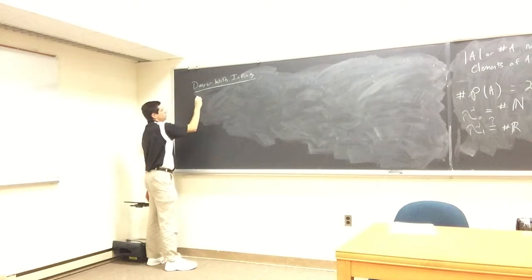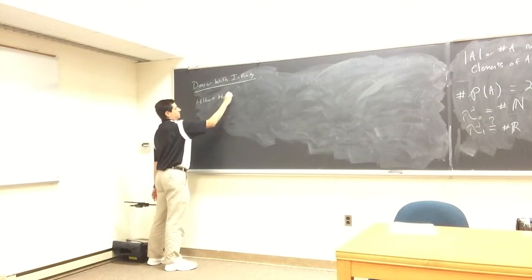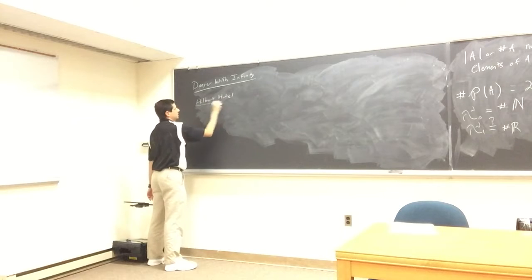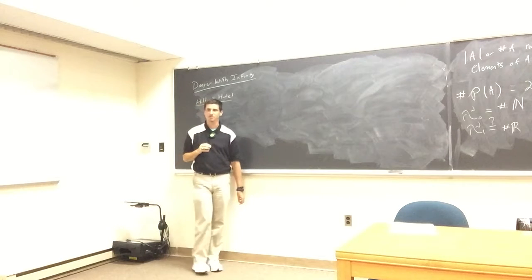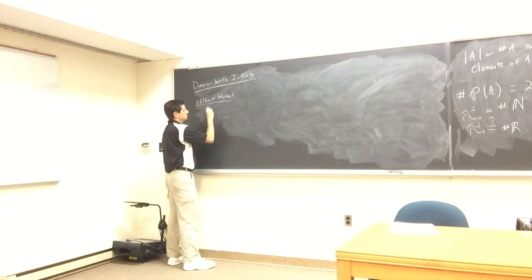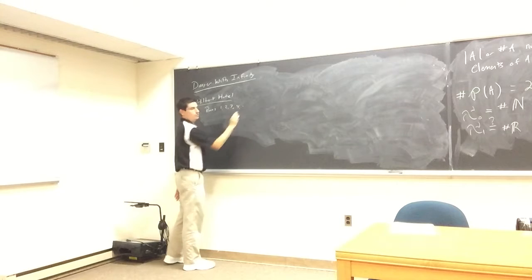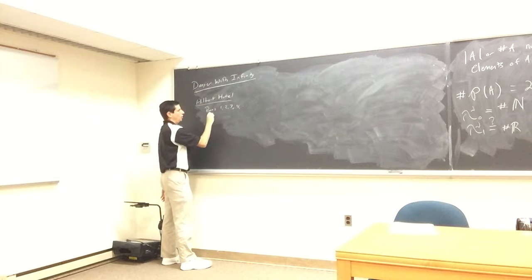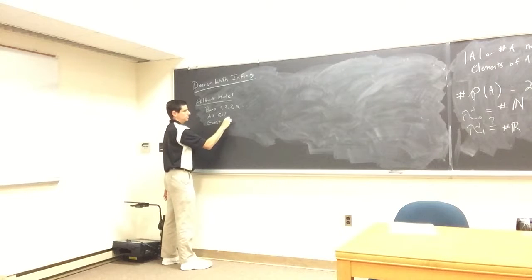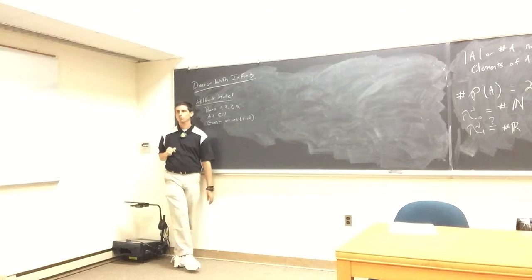I'll do one example. I'll do 2 examples. How many of you have ever heard of the Hilbert Hotel? Hilbert Hotel is wonderful. So it has rooms 1, 2, 3, 4, going off to infinity. All are full, and a guest arrives, and they're rich. What would you like to do?